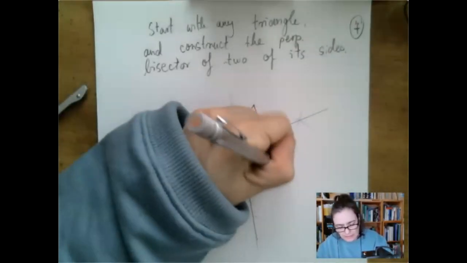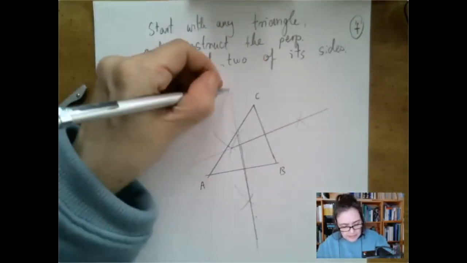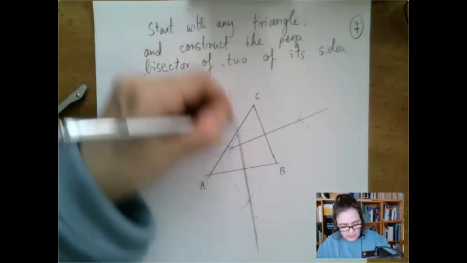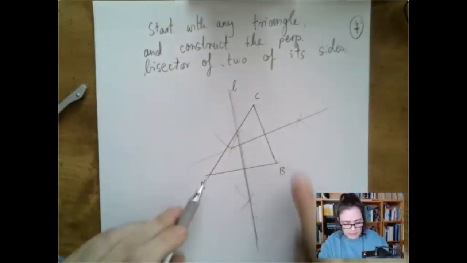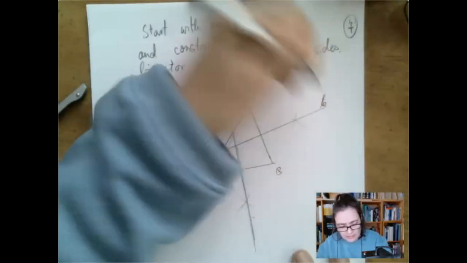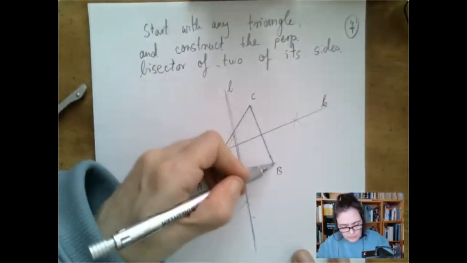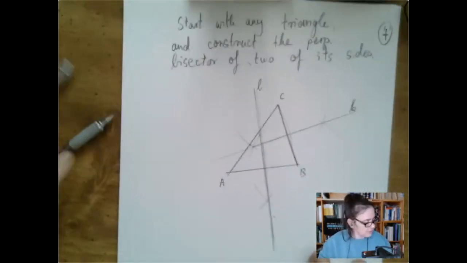All right. So here is this triangle ABC, and we constructed two perpendicular bisectors. This here is a perpendicular bisector. I'm going to call it line L. It is a perpendicular bisector of side AB. And let's call this K. It is the perpendicular bisector of side BC. So far, so good?